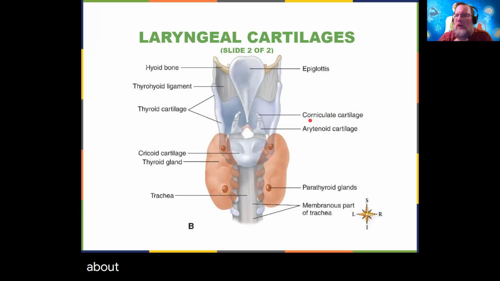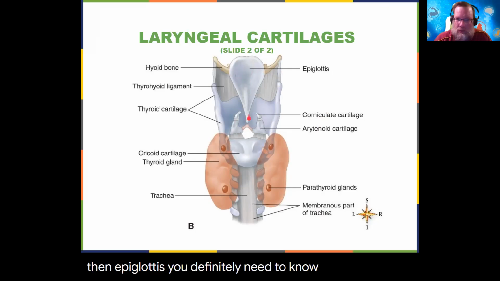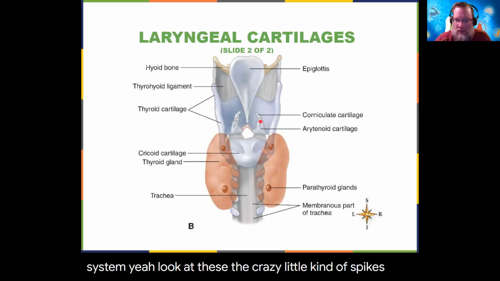If you saw thyroid cartilage, you want to associate that with the larynx. All right, I'll leave it at that. And then epiglottis, you definitely need to know the epiglottis. And we'll see that again when we get to the digestive system. But yeah, look at these crazy little kind of spikes here.